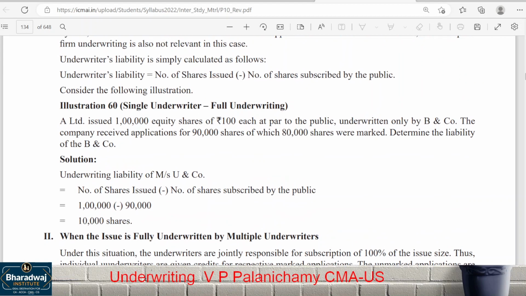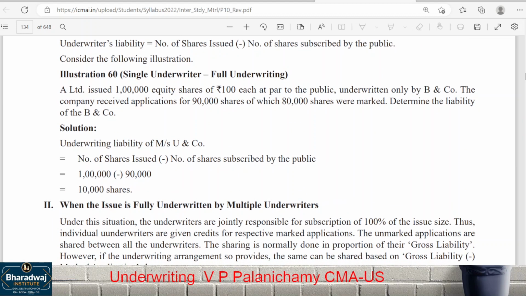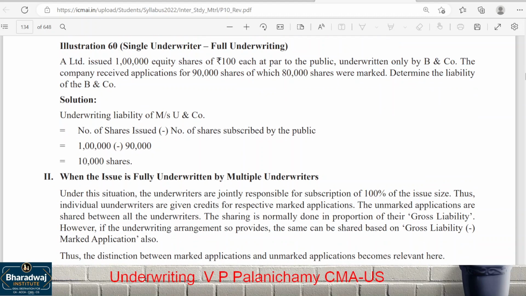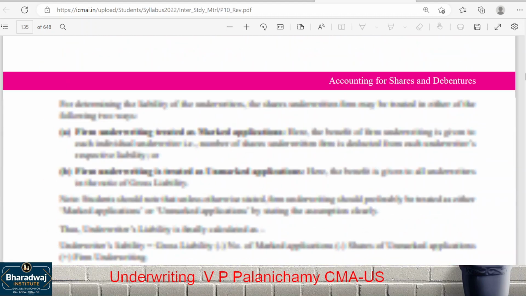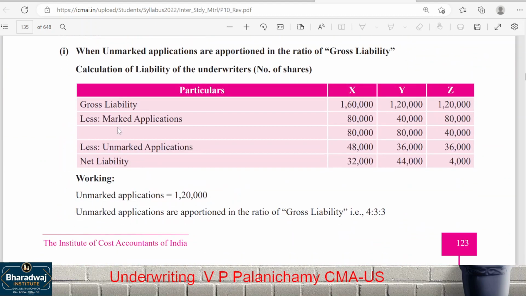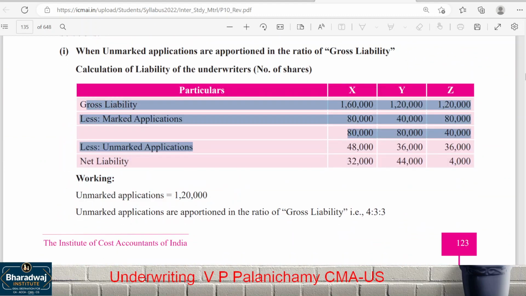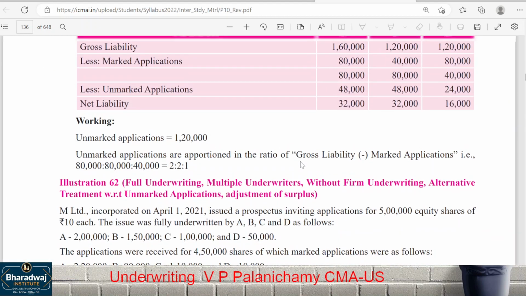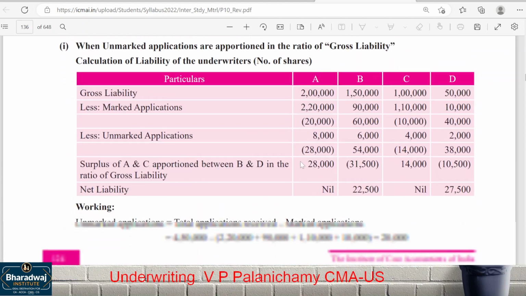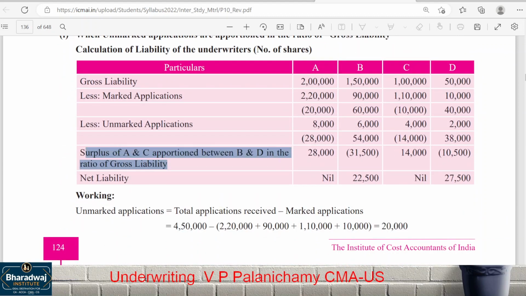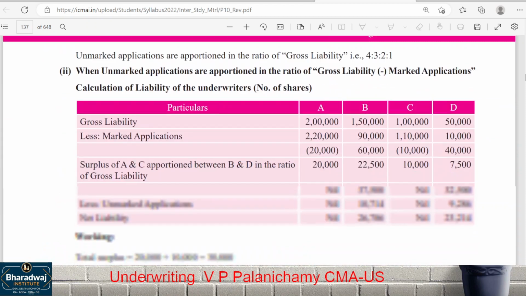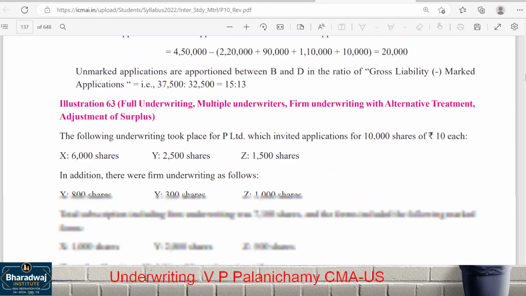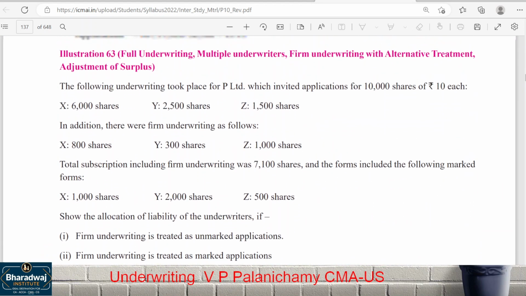Next, you can go through your ICMA study material, the 2012 22 syllabus study material, where you can find, if there is one underwriter, what will be the liability, like that. You can understand that very easily. You can find the first two problems we solved: gross liability minus marked and unmarked, net liability, like that they would have passed. Then surplus adjustments are there. You can go through that.